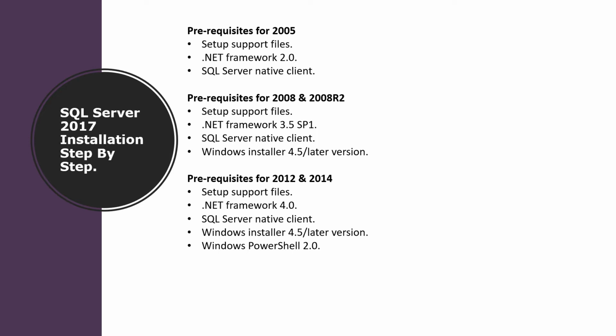Prerequisites for 2012 and 2014: setup support files, .NET Framework 4.0, which is the latest one, and SQL Server native client, Windows Installer 4.5 or a later version, and Windows PowerShell 2.0. These are the prerequisites which have to be installed before the installation of SQL Server 2017.